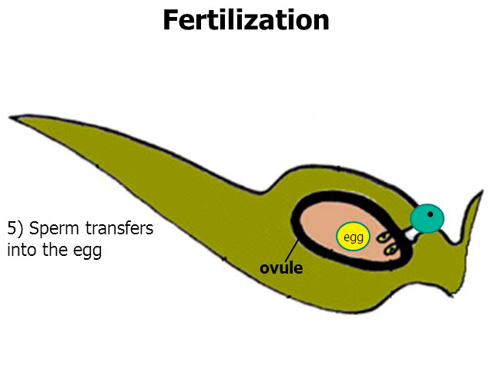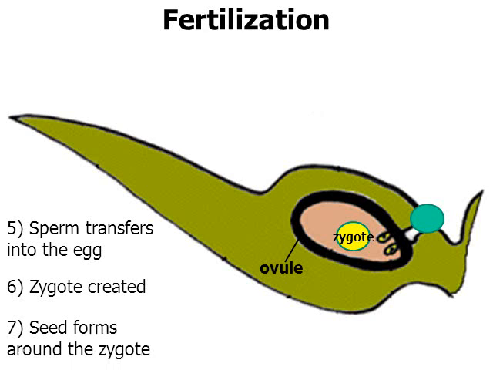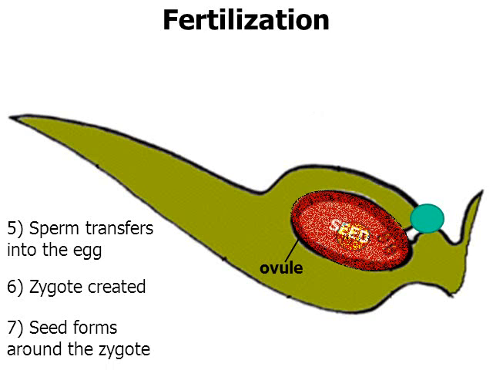Sperm is going to travel from that green pollen grain. Watch the animation. That black dot sperm is going to travel into the egg where a zygote will be created. And so once the zygote is created, notice how there's a thick black line outlining the outside of what is called the ovule. And that is going to grow into a seed. So that will protect the zygote that's growing inside.